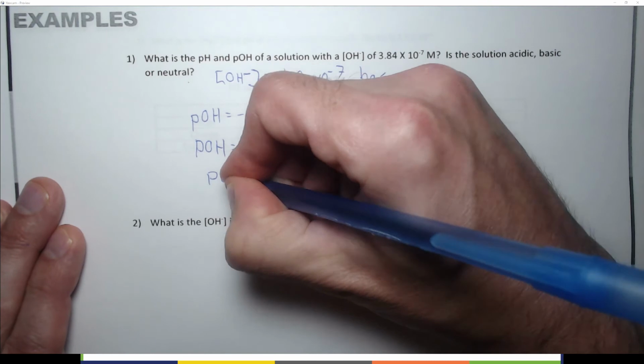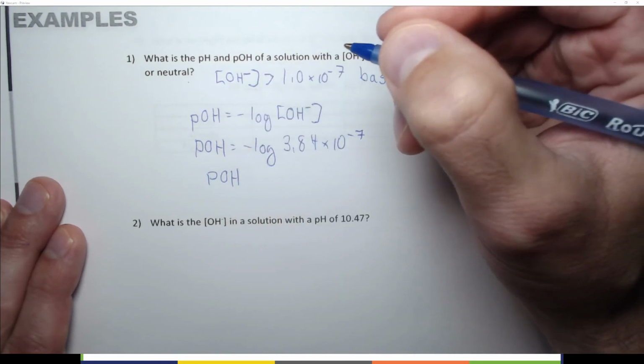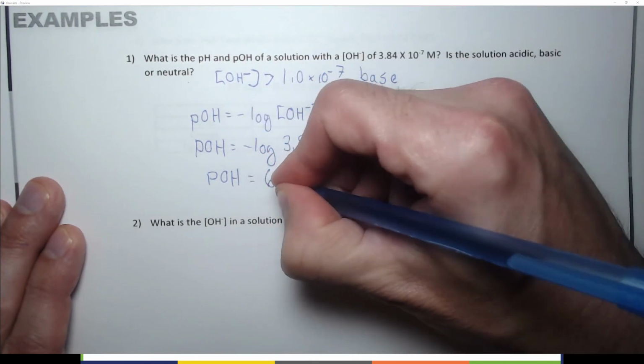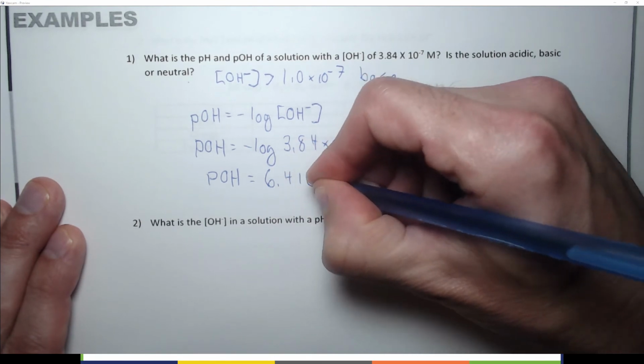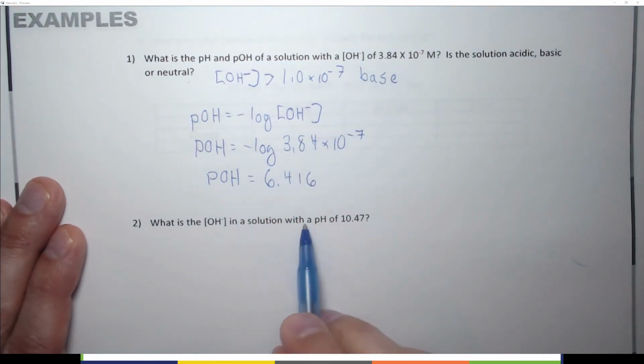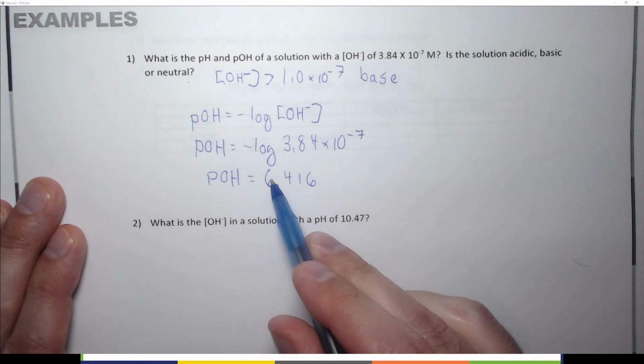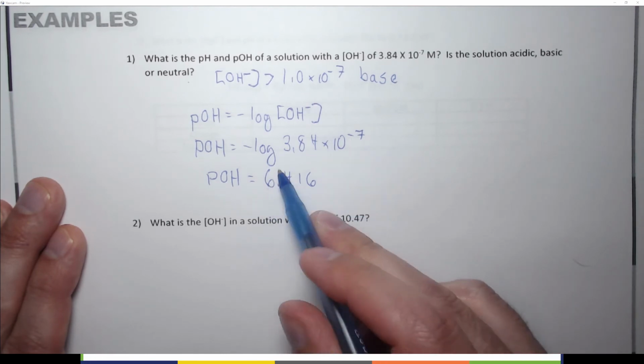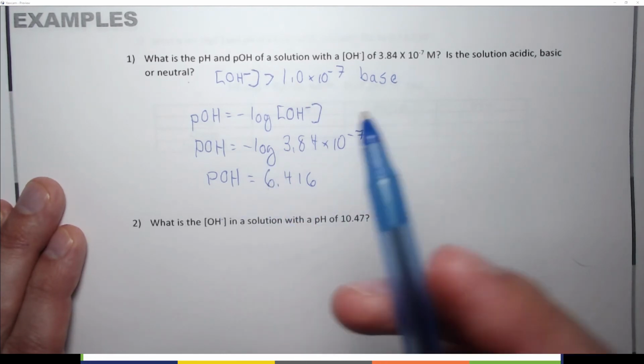The pOH, in this case, is going to equal 6.416. Again, 3 sig figs here. These are 3 sig figs. This 6 and this 7 are related to each other. This isn't a sig fig. It's a placeholder once you take the log.